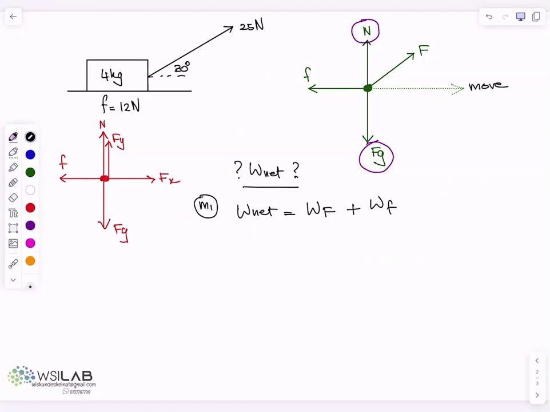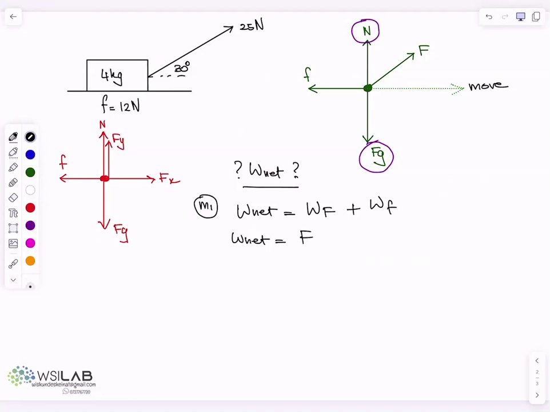Yes, sir. The object will move in the direction of that dotted line. You're not allowed to put that dotted line in the free body diagram. I'm just showing you that. So the normal and the FG forces are at 90 degrees to the direction of movement, so we can cancel them. Okay, right.